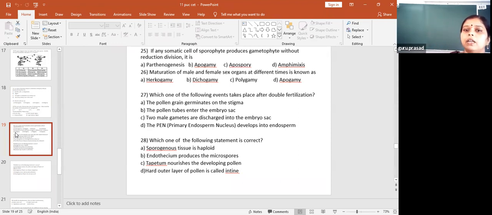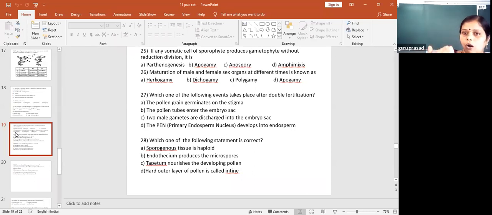Next, question number 27. Which one of the following events takes place after double fertilization? In double fertilization, one male gamete fuses with the egg to form the diploid zygote, and the remaining male gamete fuses with the two polar nuclei to form the primary endosperm nucleus, which is called triple fusion. After this, the antipodal cells and synergids disintegrate. The zygote develops into the embryo, and the triploid nucleus develops, along with the central cell, into the endosperm tissue.